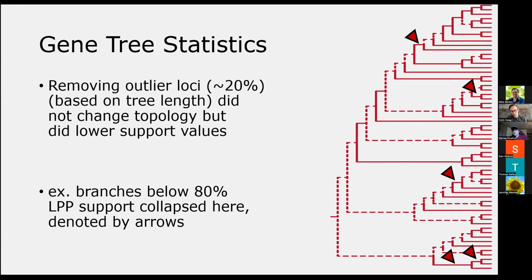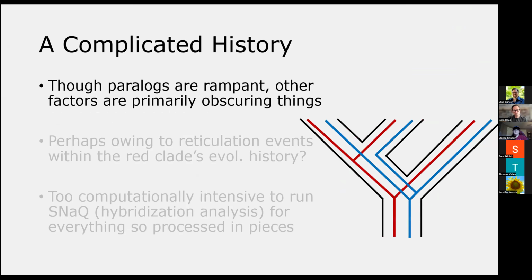We didn't see many changes to the overall topology, but what we largely observed was when you remove about this 20% of data, we essentially see just a decrease in support values among our data without really having a beneficial impact on the topology. We wanted to investigate other sources that might be making the data more complicated.